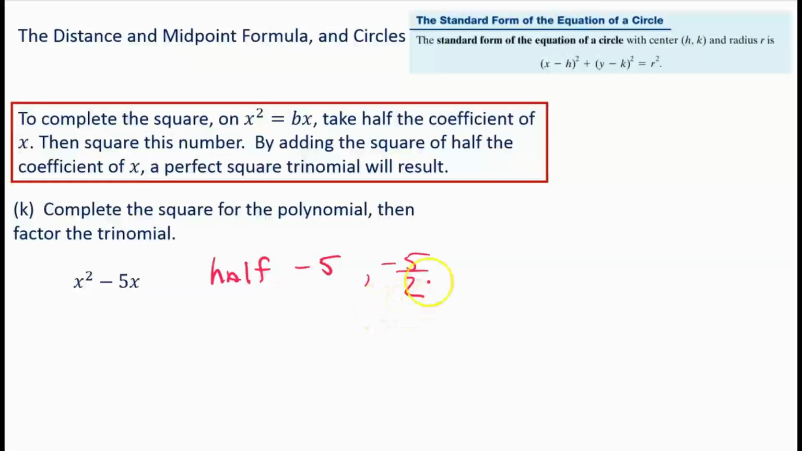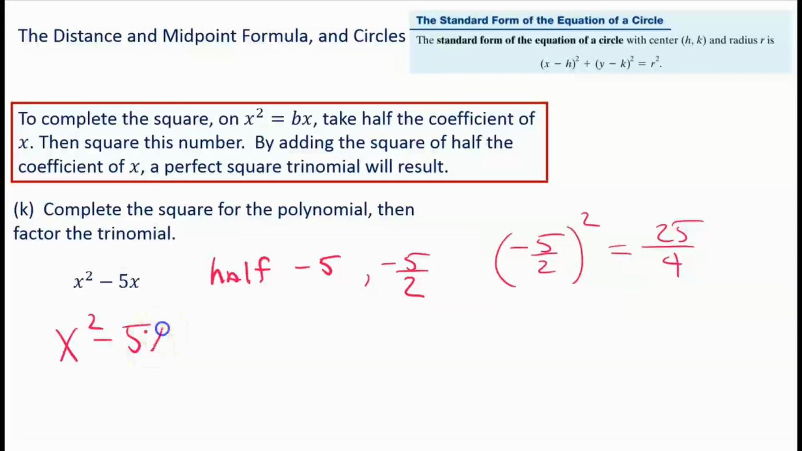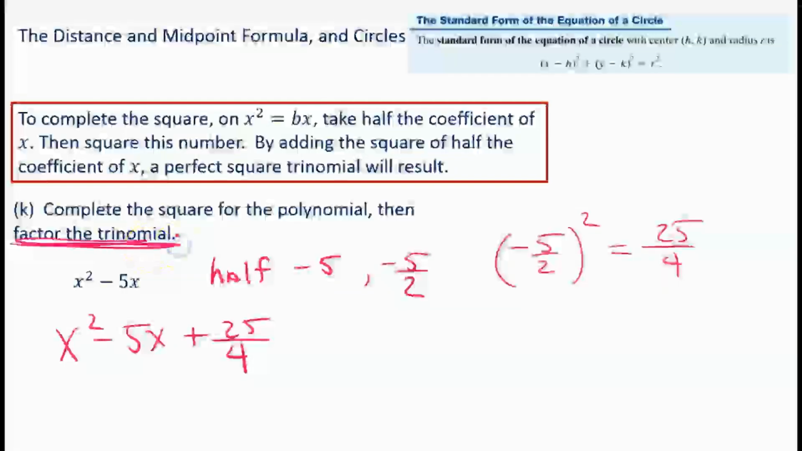So you're supposed to take half of that number, and then you're supposed to square it. So -5/2 squared is positive 25/4. So that's what I'm supposed to add to this thing. Minus 5x plus 25/4. So we completed the square. But then it says we're supposed to factor the trinomial that we come up with. Now the last problem when we factored, we found numbers that multiply to be 25/4 and add to be -5. Well, that's not as easy this time.